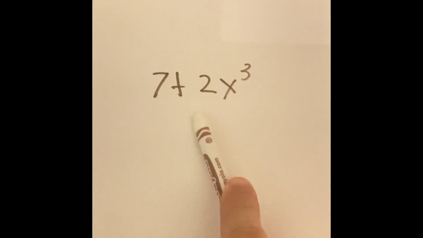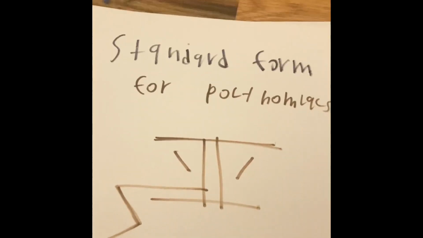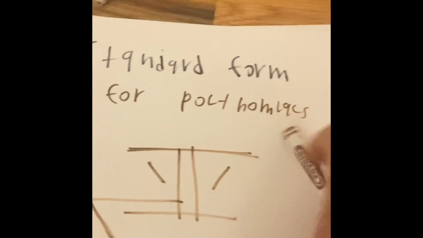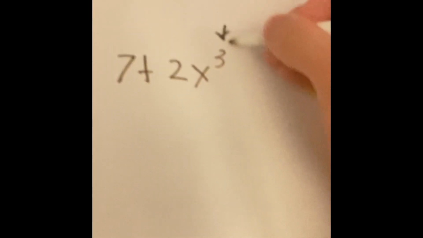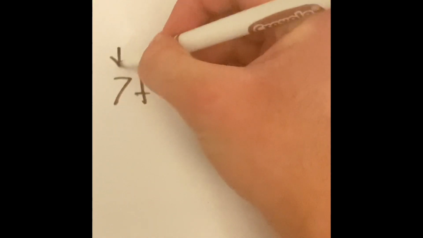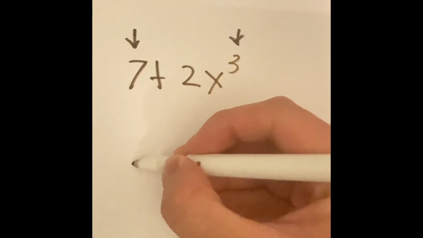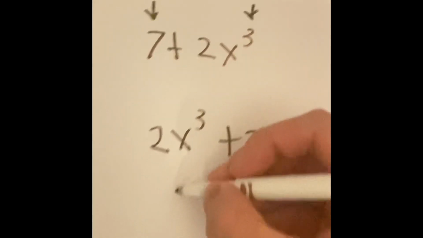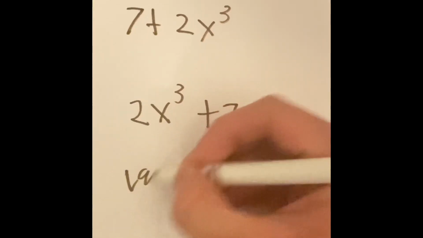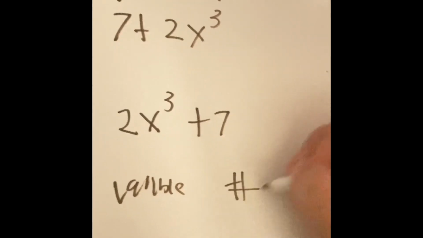So this right here is not in its standard form. When we look at polynomials, we'll probably see a lot of variables with exponents, and sometimes numbers that are whole numbers. So what we're going to do is rearrange it as 2x cubed plus 7, because what you want is the variable first, then the number second.